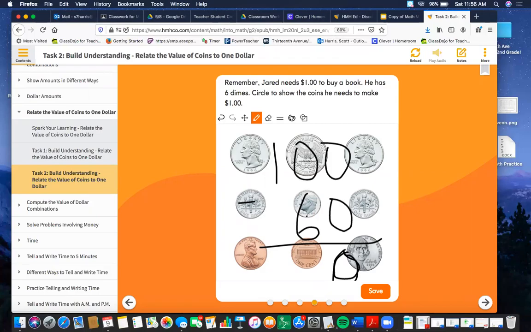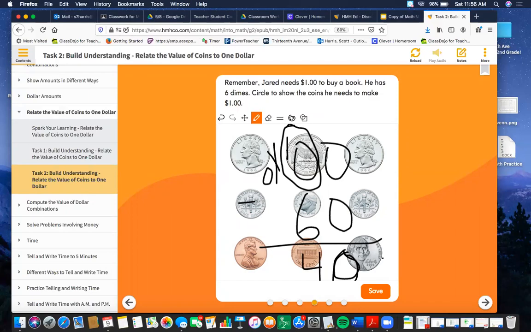0 minus 6. I can't do that. There's more on the floor, so I'm going to borrow. I'm going to take this 1, so the 1 becomes 0, and put it here. So now I have 10. 10 minus 6, put 6 in my pocket and count up. 7, 8, 9, 10, 4.